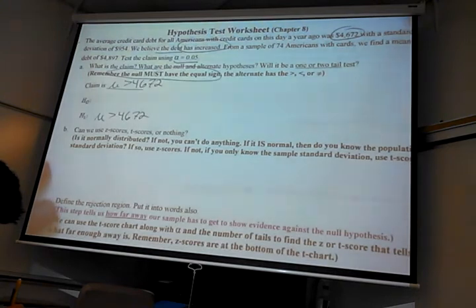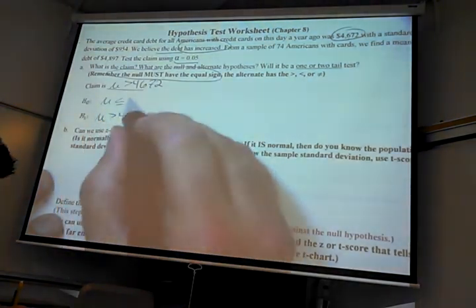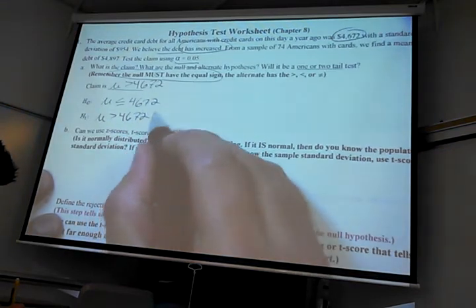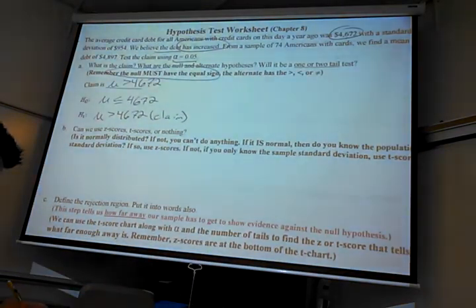So what's the HO then? I love it. Just the opposite. So this one happens to be my claim. My claim could be either one, because if my claim was, I think it stayed the same, my claim would be mu equals that, and that would have been HO. My claim could be either one.